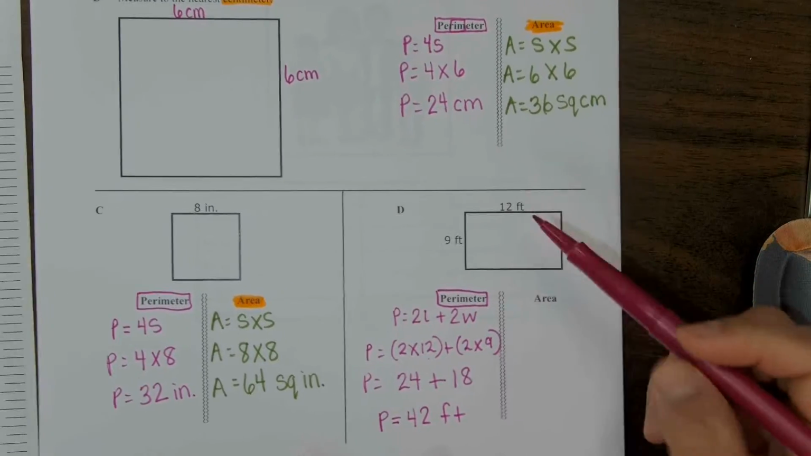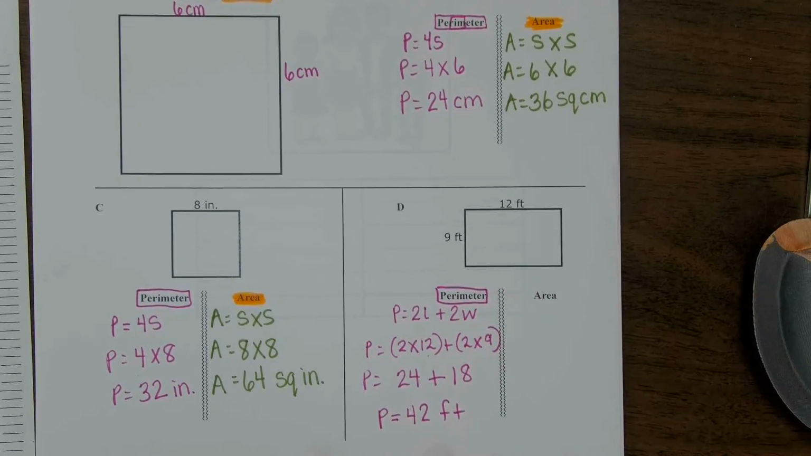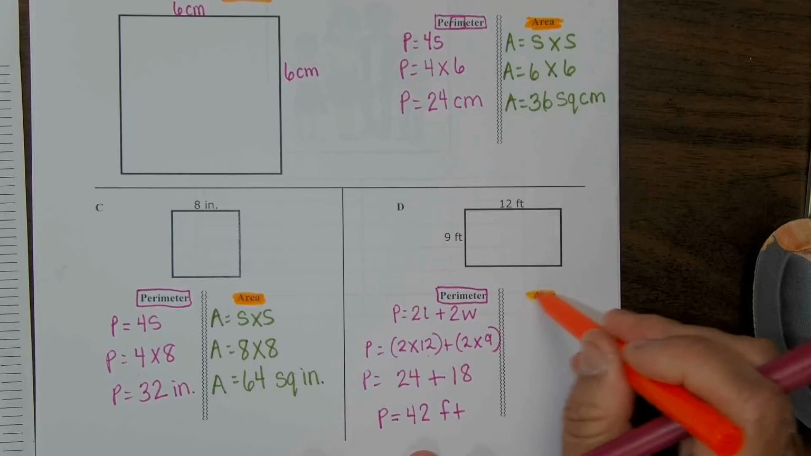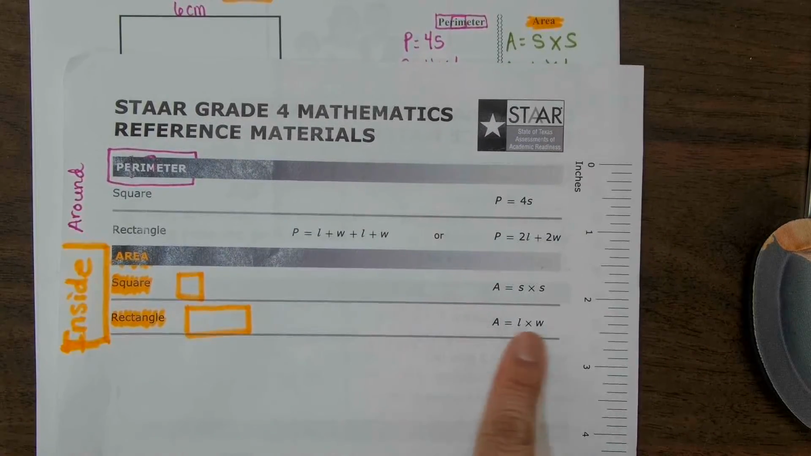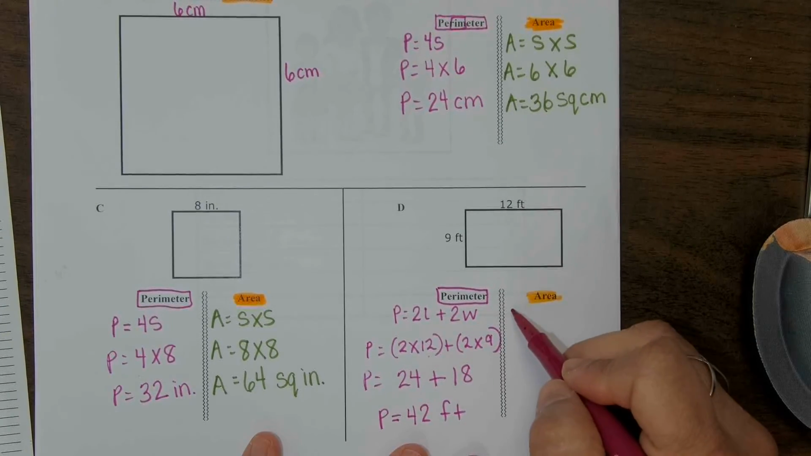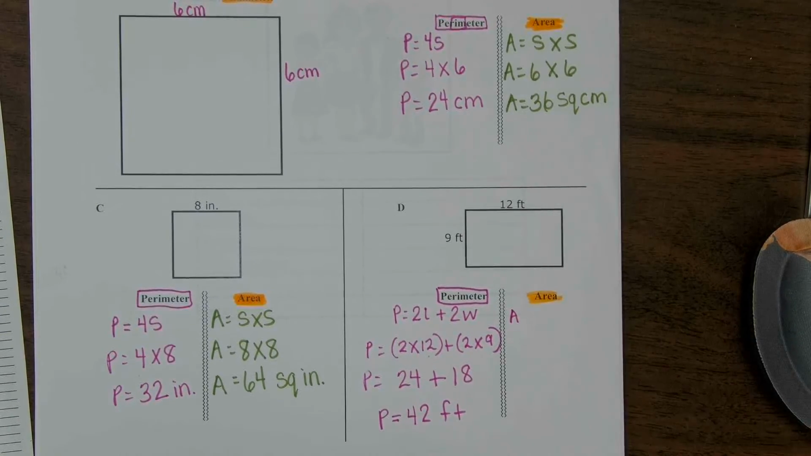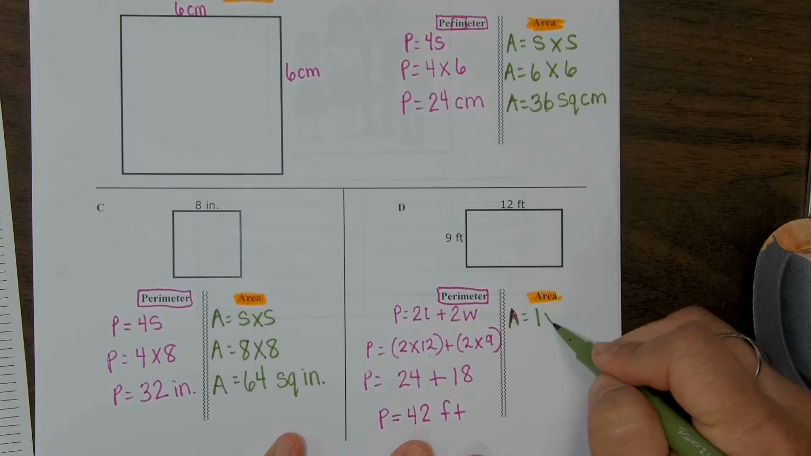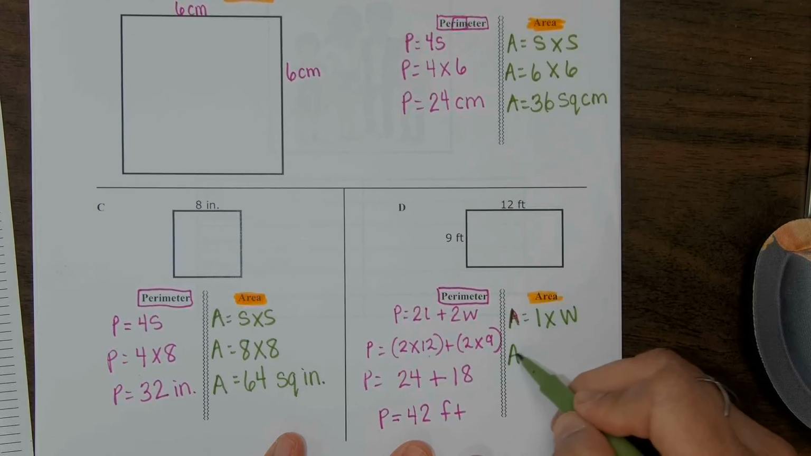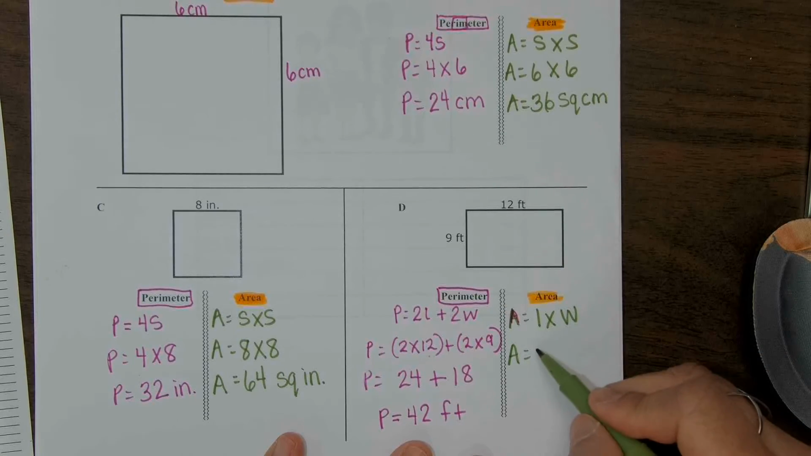That's the outside. Now we're going to find the inside, which is our area. The area of a rectangle. Here's the rectangle, length times width. So area equals length times width. The length of this figure is 12 feet.